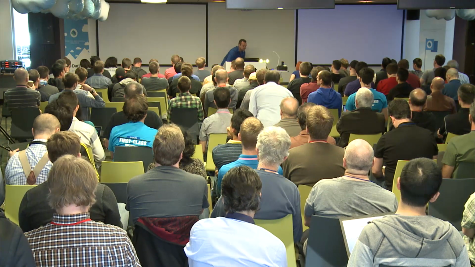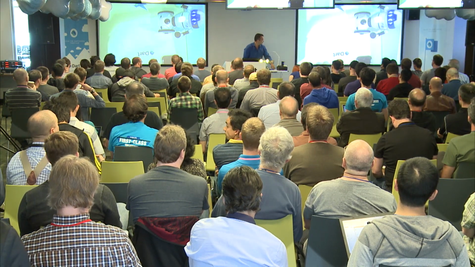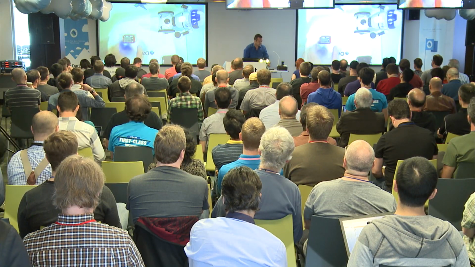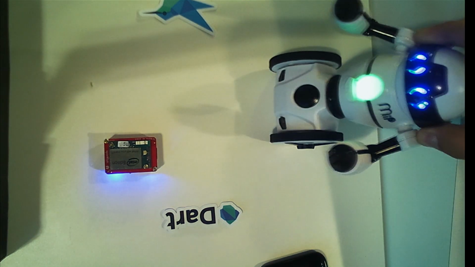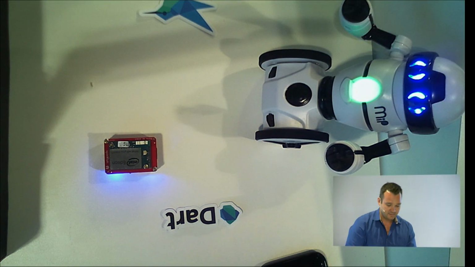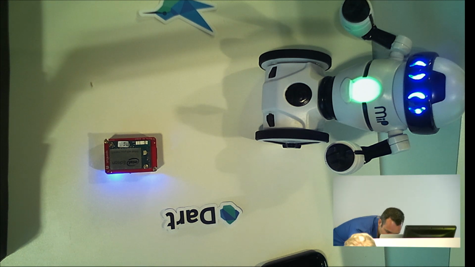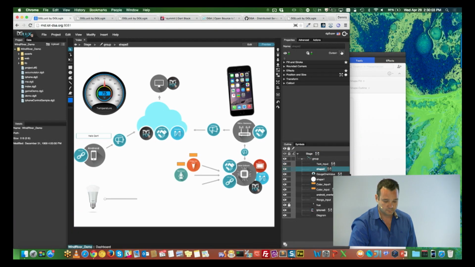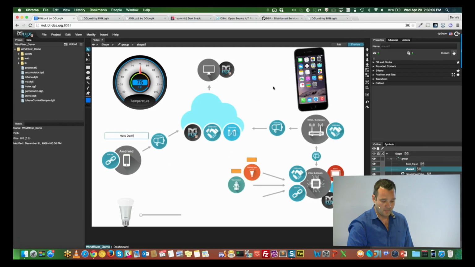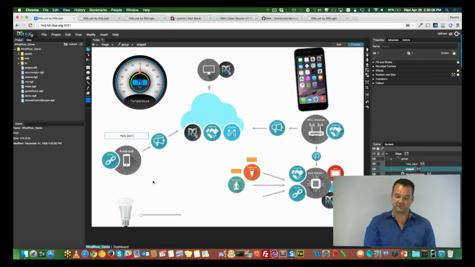Next, I'd like to show you the little things. So you can see here we have a little Intel Edison. We have a little robot that's connected. And we have an interface that was developed to control them. So what I'll be talking about today is all the technology that we built utilizing Dart.